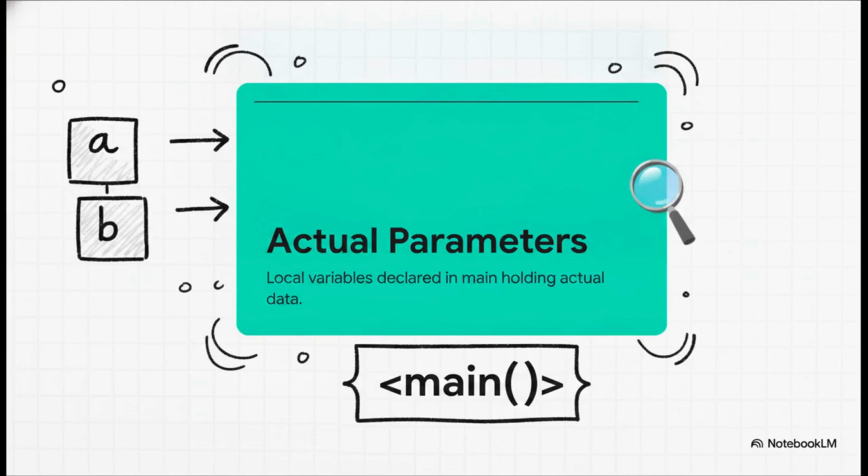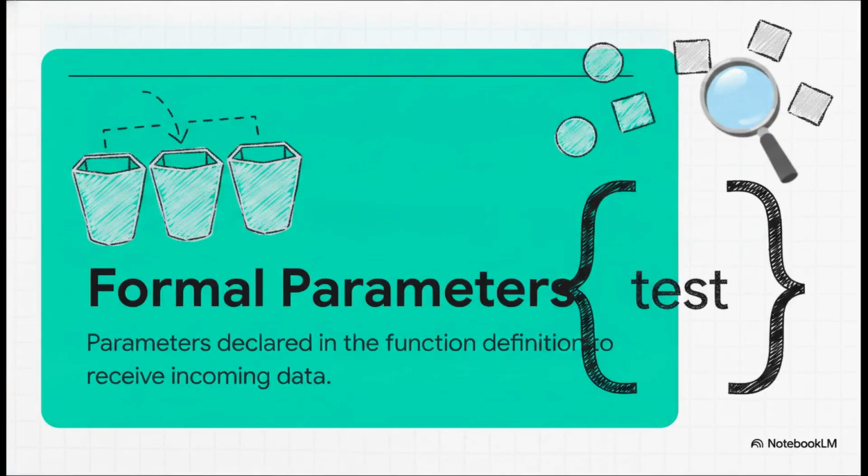Like in the example we're about to look at, we'll have local variables named A and B that are created the second the program's compilation starts in main. These are the actual tangible pieces of data you want to work with. Now, on the flip side, we've got formal parameters. These are your receiving variables. Think of them as empty containers declared inside the function definition.